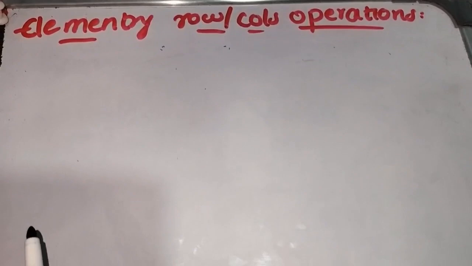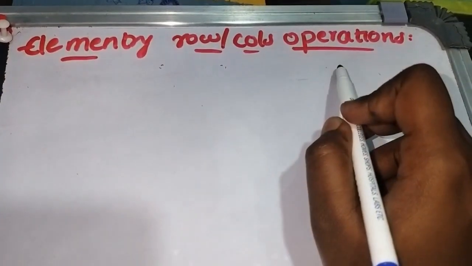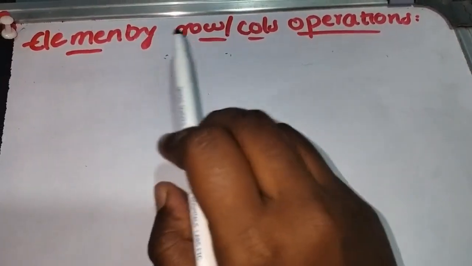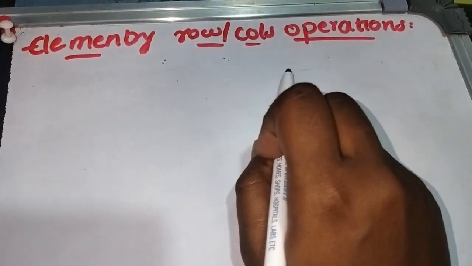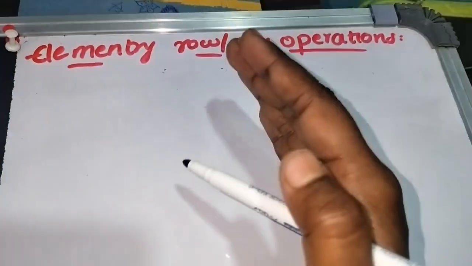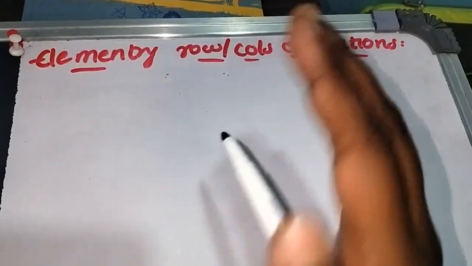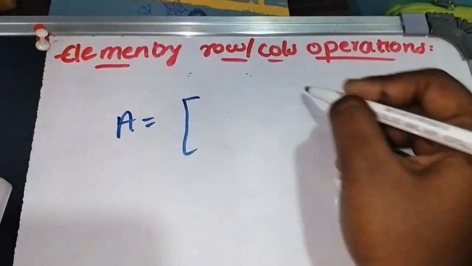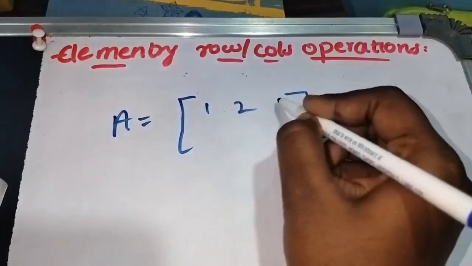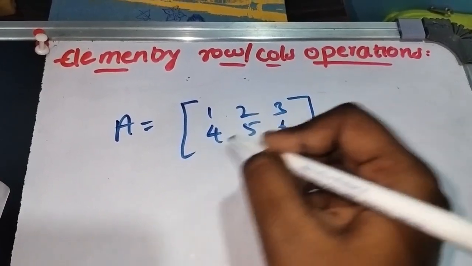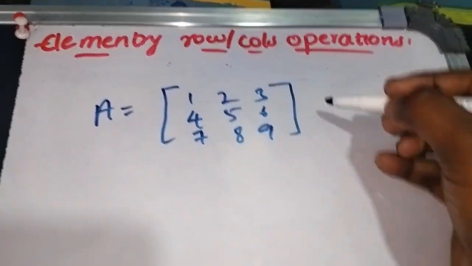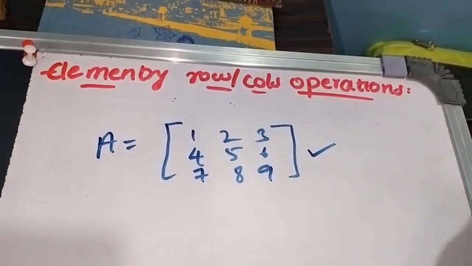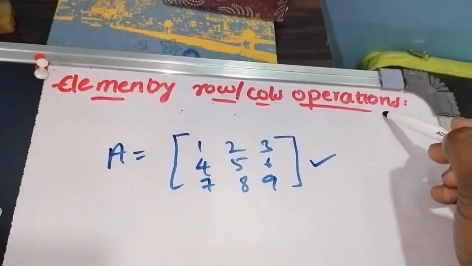In this video, we are going to learn about elementary row or column operations and also about the rank of the matrix. These elementary row and column operations help in operating on a given matrix. Suppose a matrix is given like this, A is equal to 1 2 3 4 5 6 7 8 9. Operating this matrix will be easy using the elementary row or column operations method.